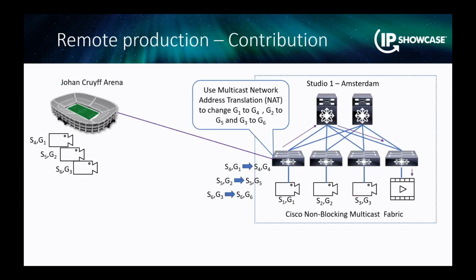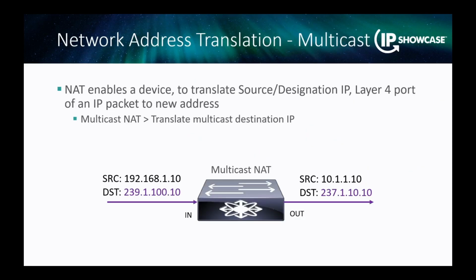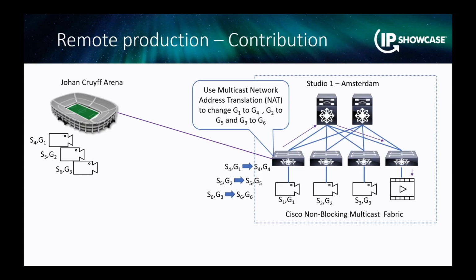How that helps you is that on that ingress switch, the first switch on the left in the fabric, you translate those signals from that S4G1, that 239.1.1.10, you translate that into the 237.0.10.10 group, which you can use, and you do that for all other groups which are coming from that system. So you don't have an overlapping range, and you can route and use those groups or those signals the way you wanted to use them. So you solve that problem using multicast NAT.